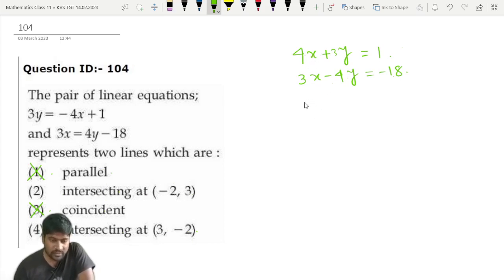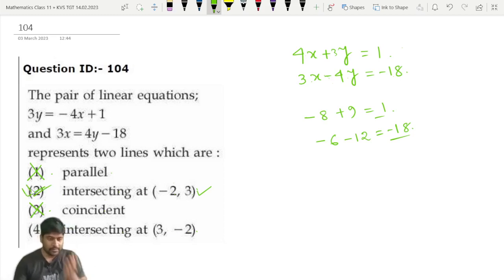If you put minus 2 comma 3 in the first equation, so minus 8 plus 9, so that is equal to 1, that is satisfied. And the second equation, if I put minus 2 comma 3, so minus 2 means minus 6 and 4 into 3 is 12, minus 12, so this is equal to minus 18. So this point is satisfied by these two equations. Okay, so the lines will intersect at the point minus 2 comma 3. Okay, so option 2 is the correct answer. So let's move to the next question.